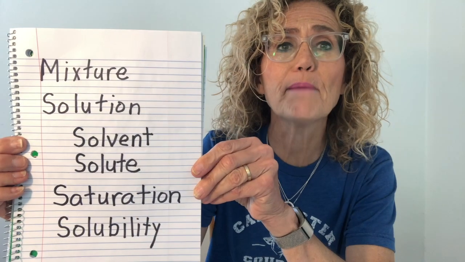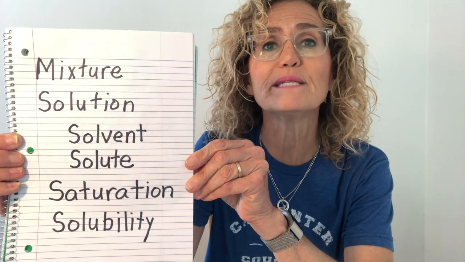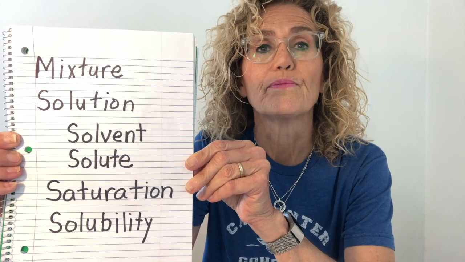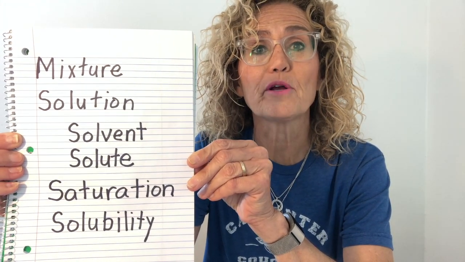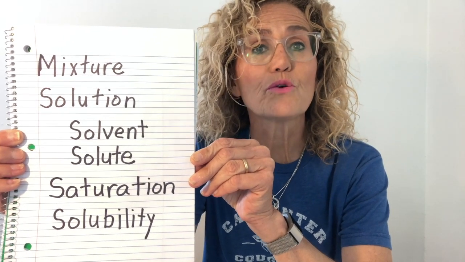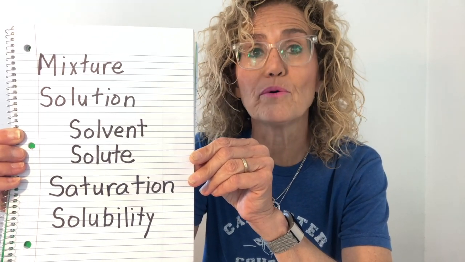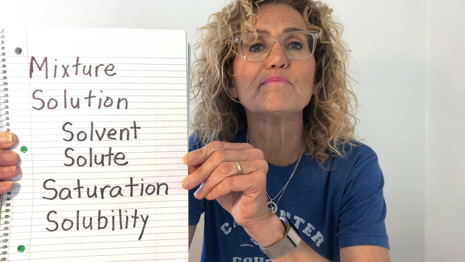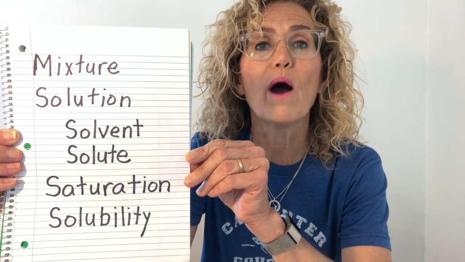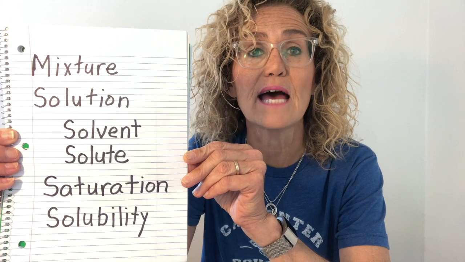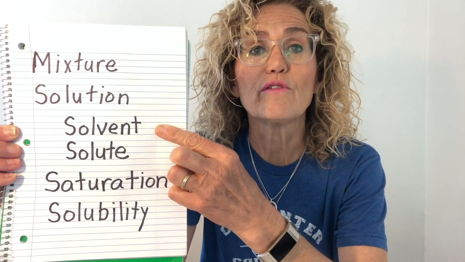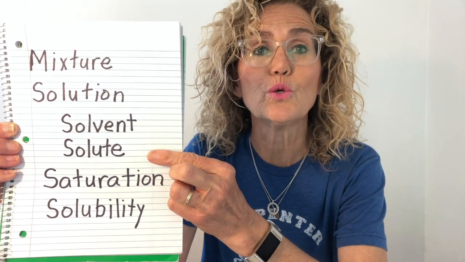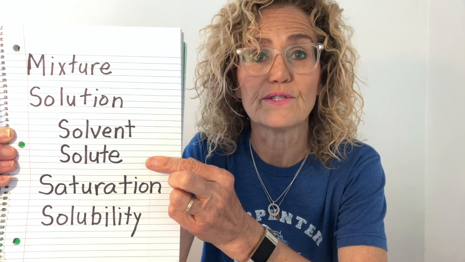A mixture is a combination of materials. Some mixtures are really easy to separate. You can use a magnet to separate paper clips from rocks. You can use a screen to separate sand from pebbles. That's a mixture. A solution is a special kind of mixture where one thing dissolves inside another. There is a solvent, which is the liquid that does the dissolving, and the solute, the thing that actually dissolves.